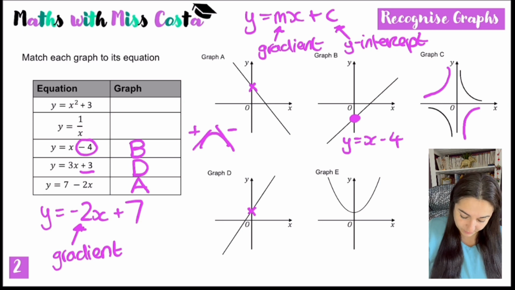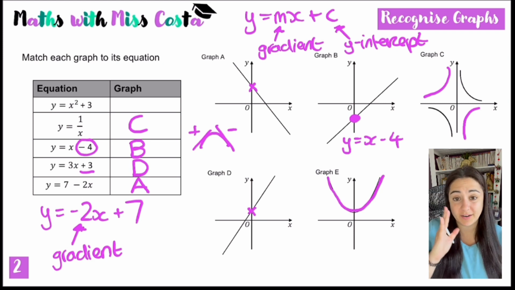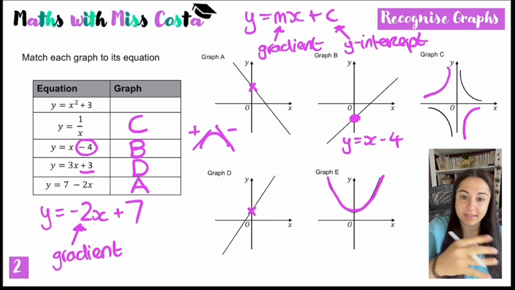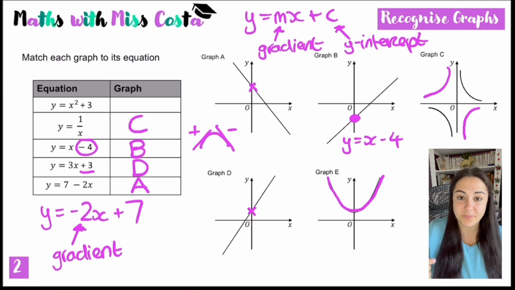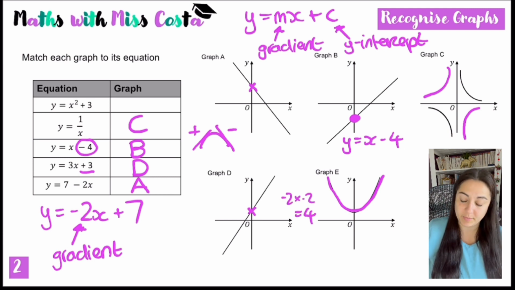So graph C would match to that. And y equals x squared, and y equals x squared graph is always going to look like this. It's always going to have a line of symmetry, because a negative number squared is the same as its positive. A negative times a negative gives you a positive. So if you had -2 squared, that would be 4, just as 2 squared would be 4. So the coordinates always match on either side.